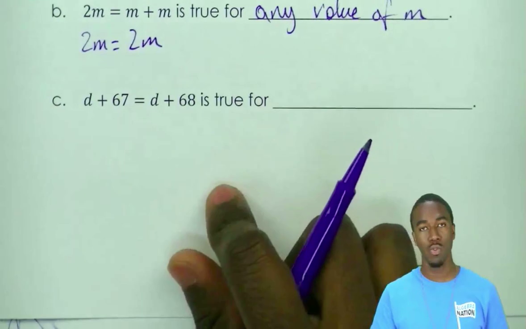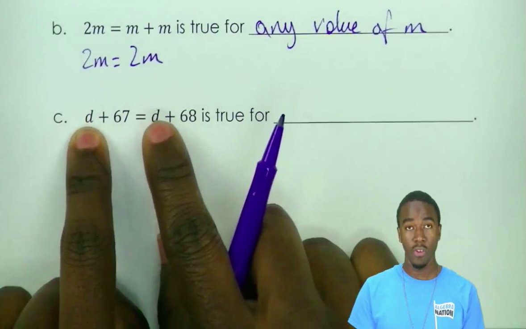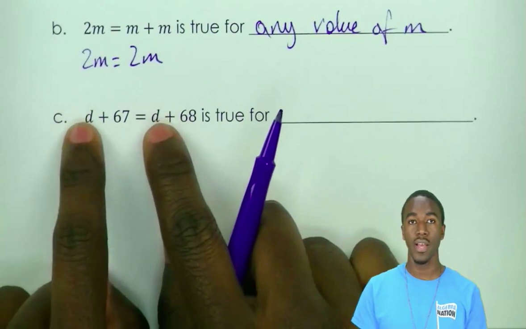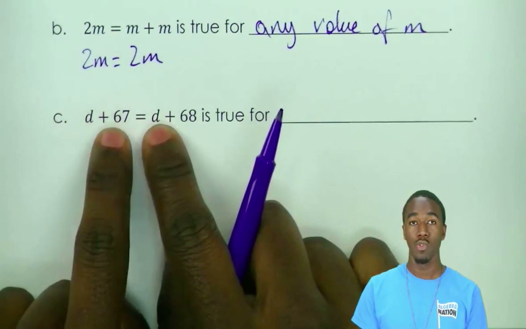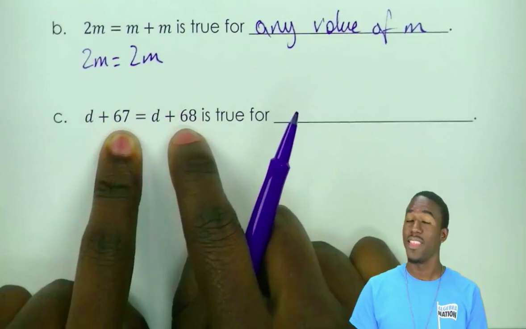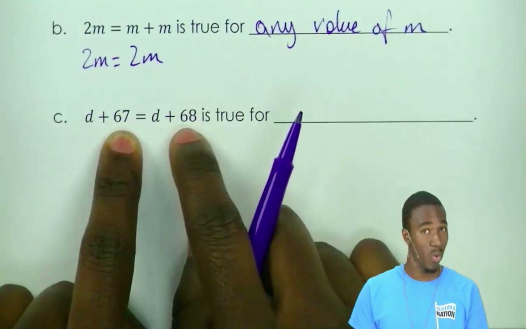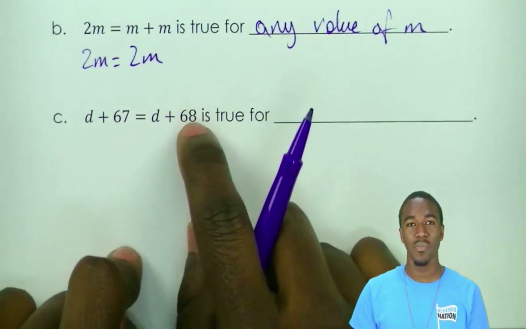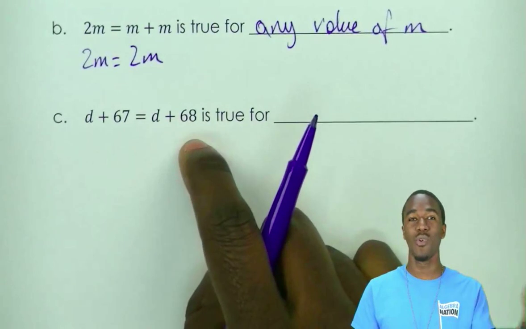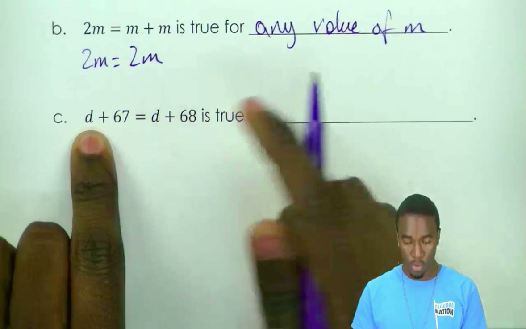Now, what about d plus 67 is equal to d plus 68? What is that true for? Once again, I want you to think about this. You and your friend are at the same starting point, right? You guys are both d. You take 67 steps, your friend takes 68. What does that mean? That means that your friend is 1 step ahead of you. Doesn't matter where you start, your friend is always going to be a step ahead of you if he takes 1 more step than you do. Okay? So that's never going to be the same. D is never going to be equal.